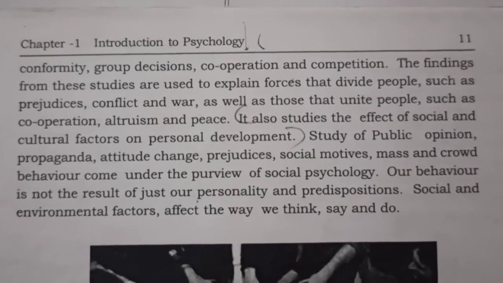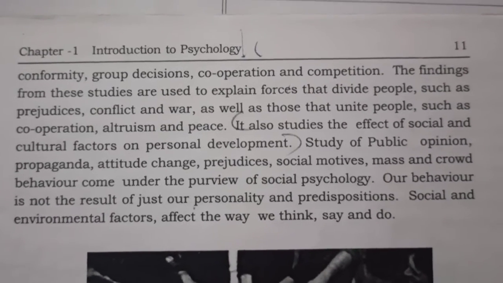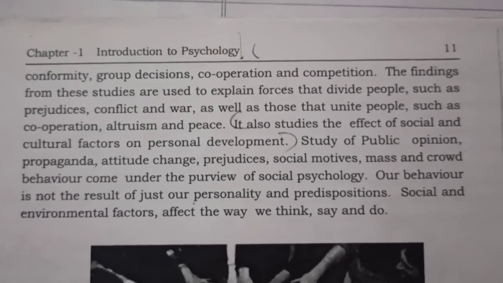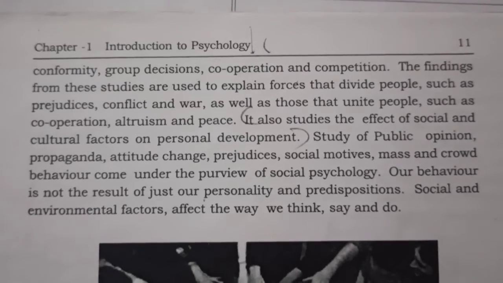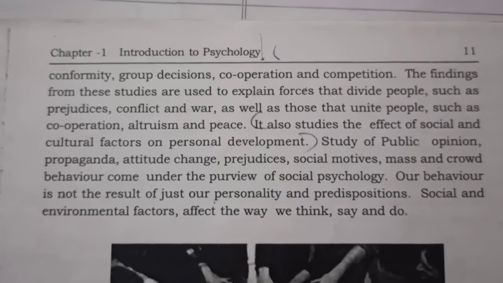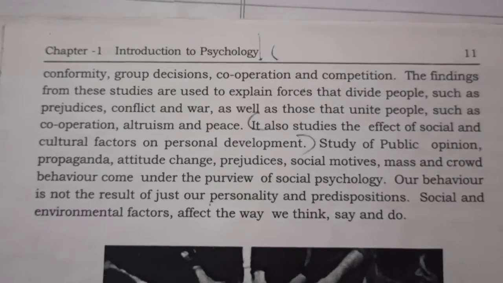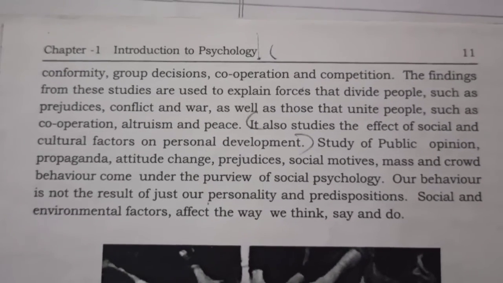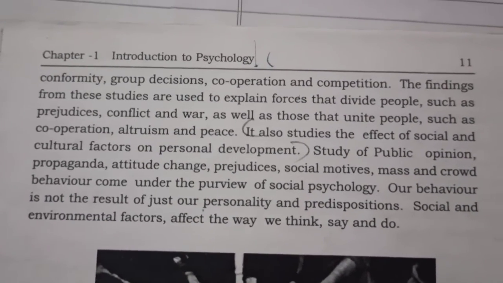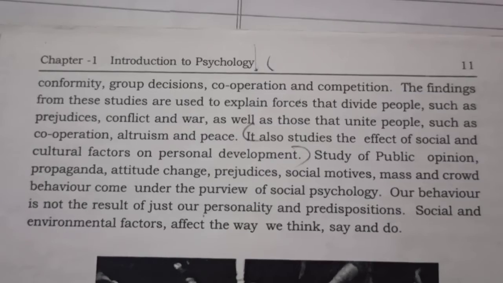The findings from these studies are used to explain forces that divide people, such as prejudices, conflict, and war, as well as those that unite people, such as cooperation, altruism, and peace. So when you socialize with people, or need to interact with people, or have a project or a task to complete in a group, you will have different things. Maybe things which divide people, like prejudices, conflict, war. But there will also be things which unite people, like cooperation, peace.